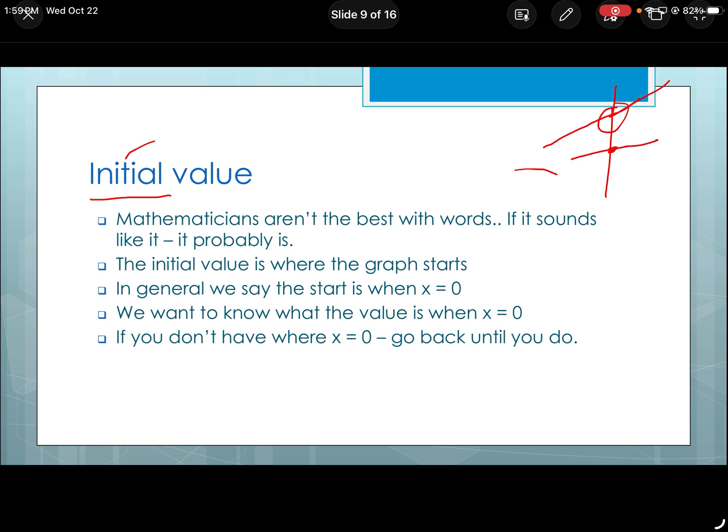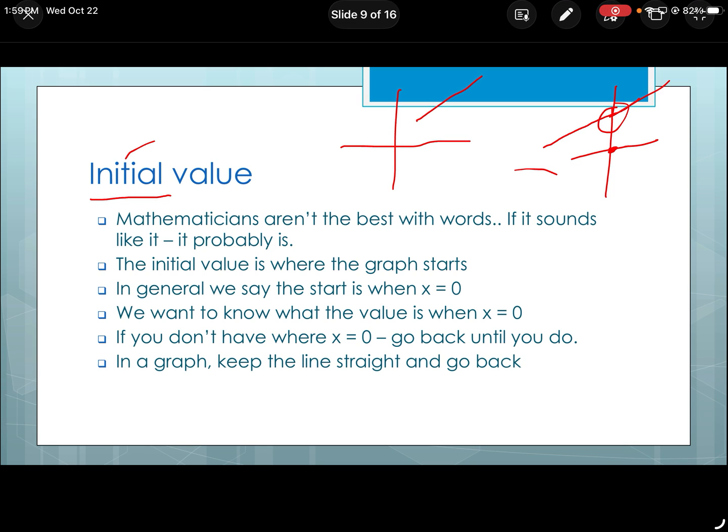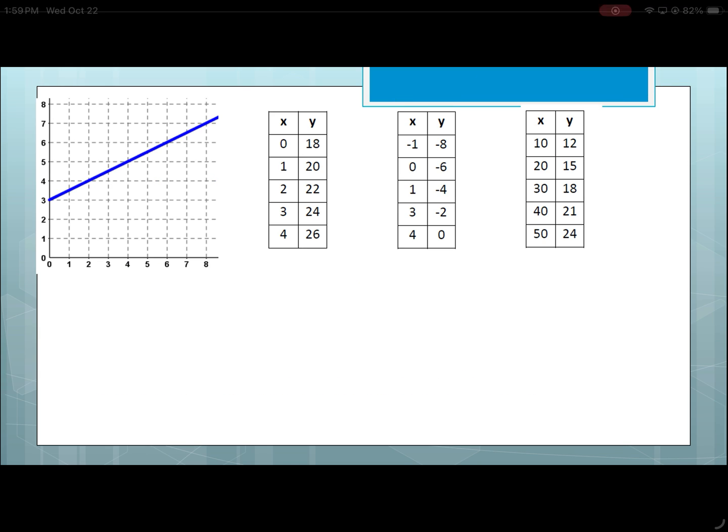If it's a table and you can find first differences, you know what's happening. You know if it's going back or not. In a graph, if, for example, we have a horrible graph and it looks like that, what you would do is trace it back to find the initial value. In a table, if it doesn't go all the way back, use first differences to go back and see what the number would be. All right? Cool. So here's an example.